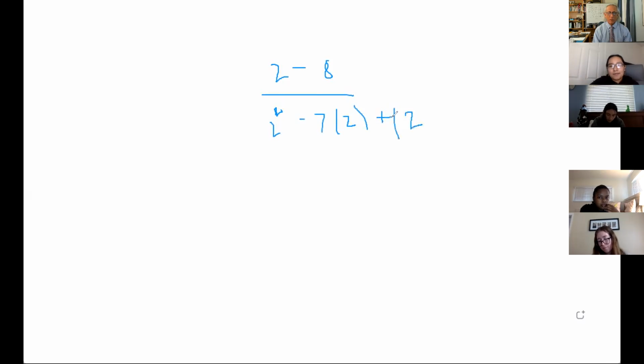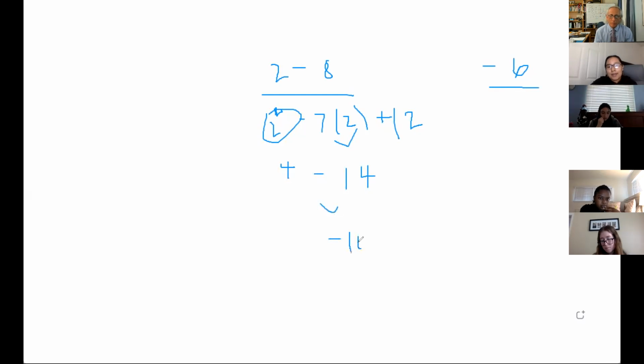Okay. And what did that turn out to be? That turned out to be negative 6 at the top. Good. And then here we obviously have to follow PEMDAS. So that's 4. And then this is 14. So then what we did was 4 minus 14, which gives you negative 10. Good. And then negative 10 plus this 12 that we left over here gives us 2. But we can't leave it like that. So we simplified and that gave us negative 3.